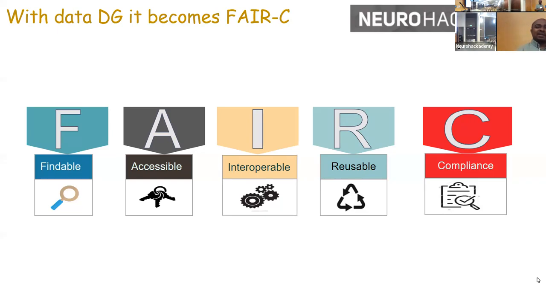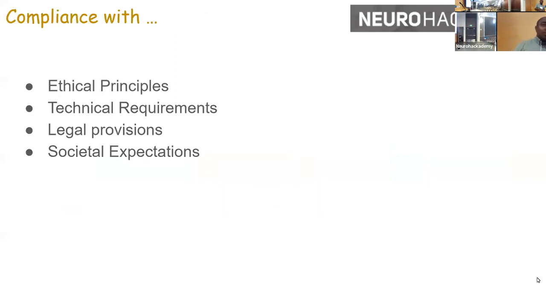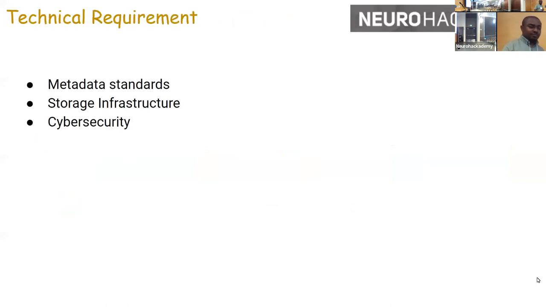Compliance, which is an element that is almost missing in the discussions on FAIR at the moment. So compliance with ethical principles, compliance with technical requirements, compliance with legal provisions, and also compliance with societal expectations. And these are the things I want to talk about, but mostly the ethical principles and the legal provisions. So the technical requirements are very standard technical stuff that maybe most of you are already aware of.